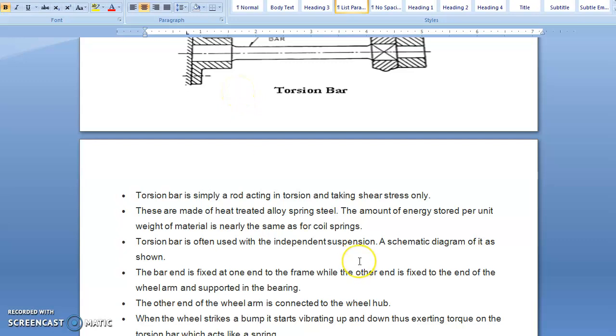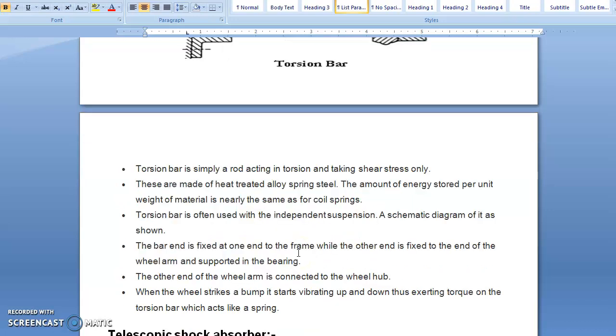These are made of heat-treated alloy spring steel. The amount of energy stored per unit weight of material is nearly the same as in the coil spring. The torsion bar is often used with independent suspension, and a schematic diagram of it is shown in the above figure. The bar is fixed at one end to the frame, while the other end is fixed to the end of the wheel arm and supported by bearings. Next, for the working, the other end of the wheel arm is connected to the wheel hub.